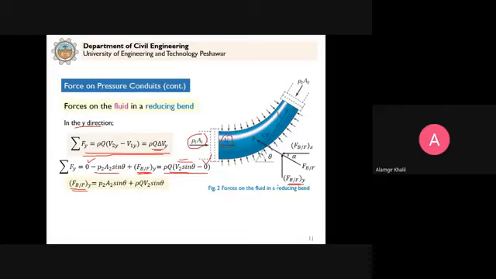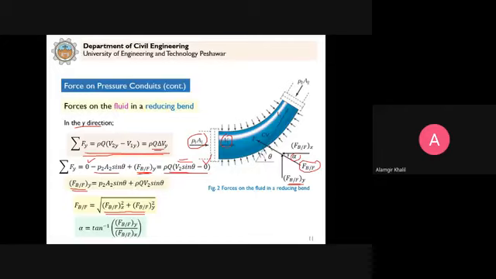Now if we want to calculate the total force, this is now the total force acting. Now its components are known. We can easily calculate the total force by application of the Pythagoras theorem, and also we can calculate its orientation, alpha. So alpha will be equal to tan inverse force in y direction divided by force in x direction.